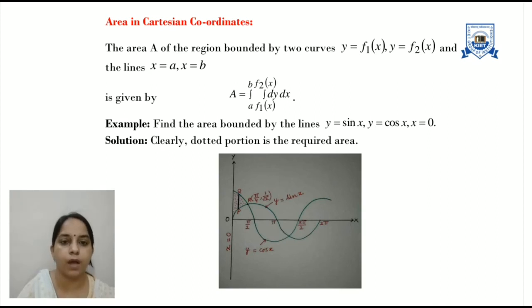In this example, we are to find the area bounded by the lines y equals sin x, y equals cos x and x equals 0. Before calculating the area, first we are to determine the region that is bounded by the given curves. So we are to plot these curves. First, we all know the curve of sin x, the curve of cos x and of course the line x equals 0, that is the y axis. So the bounded region by these three curves is given by this figure and shown as dotted portion.